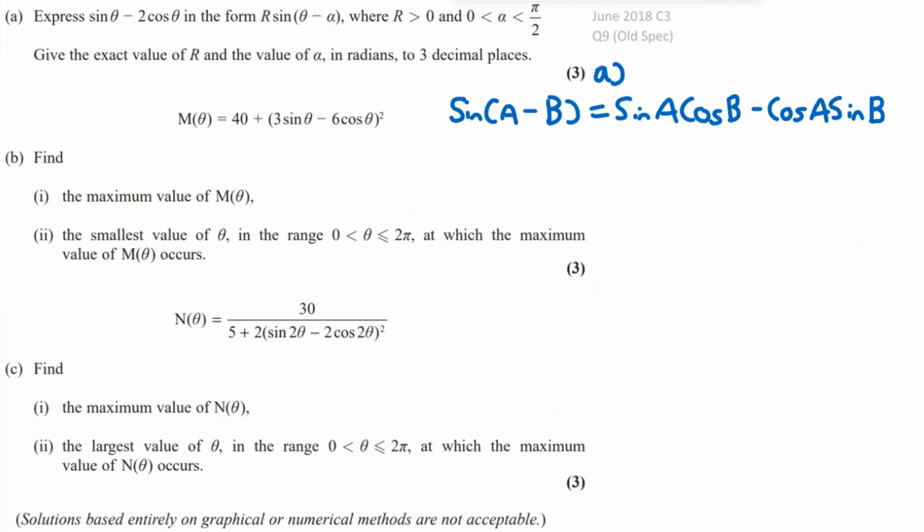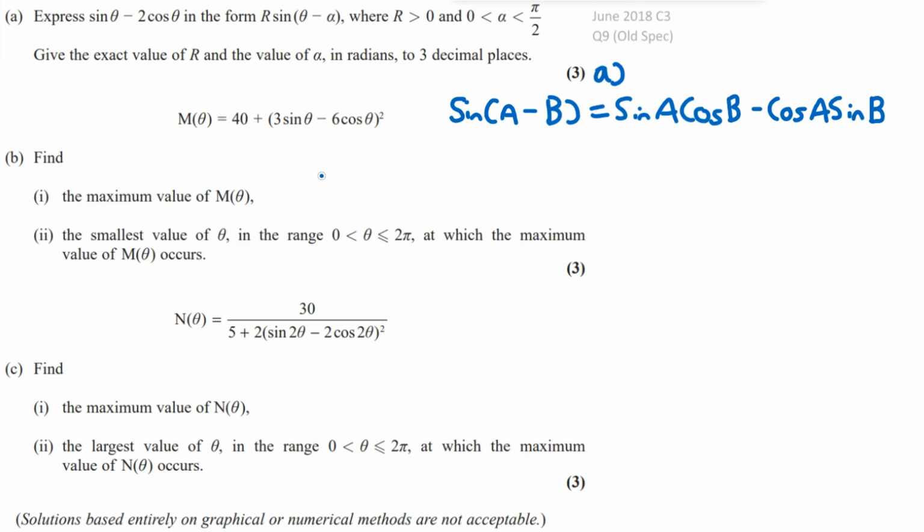So here's another example question from a past paper. For part A, we need to express sin theta minus 2 cos theta in the form r sin of theta minus alpha. Now, as we are in the form sin of theta minus alpha, we need the addition formula for sin of A minus B, which is given here. It's given to you in the formula booklet.